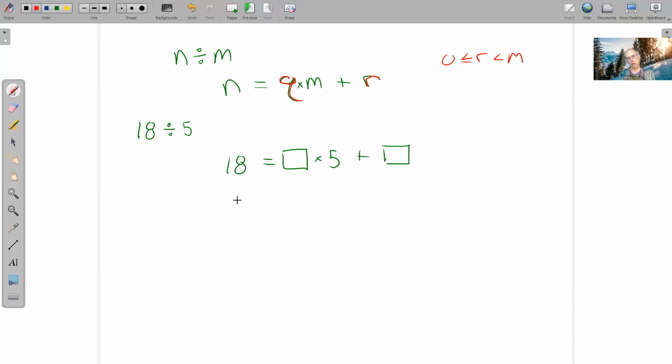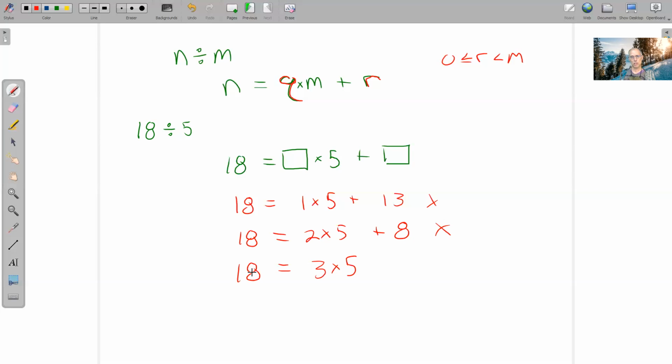So for sure, I could just take one 5, which would leave me 13, but that doesn't work because 13 is too big. Okay, so I could try two 5s. That would be 10, so I would have 8. Nope, still too big. 18 could be three 5s. That would be 15, which leaves me 3. Oh, that's less than 5, which means we are done. We have found our quotient and our remainder.